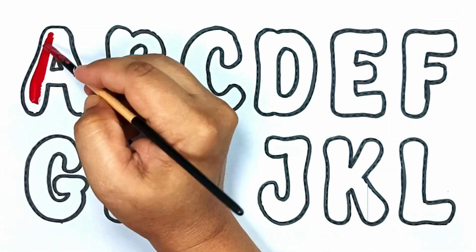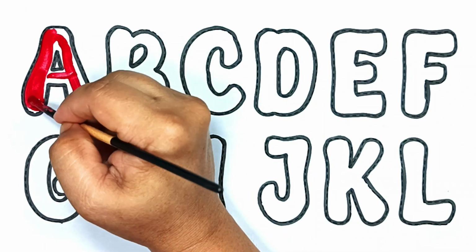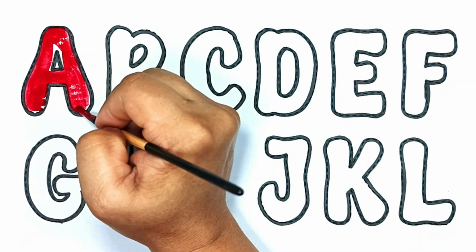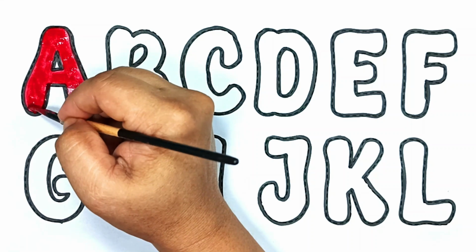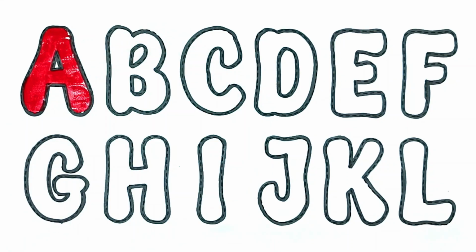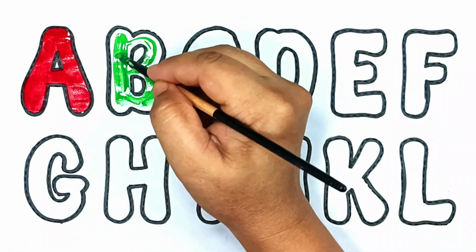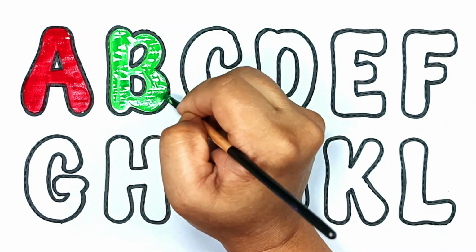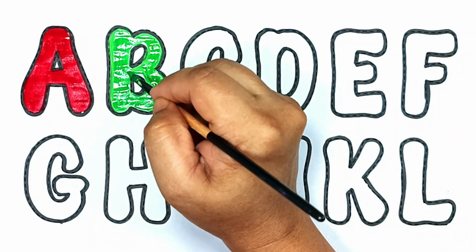We know the Muffin Man who lives on Drury Lane. A for apple. B for ball.